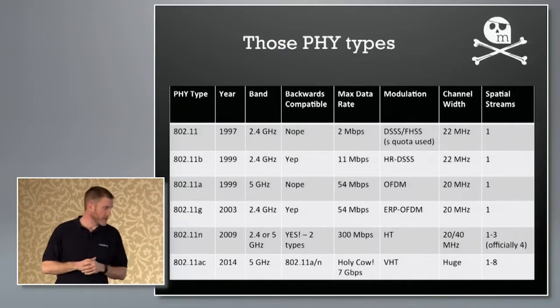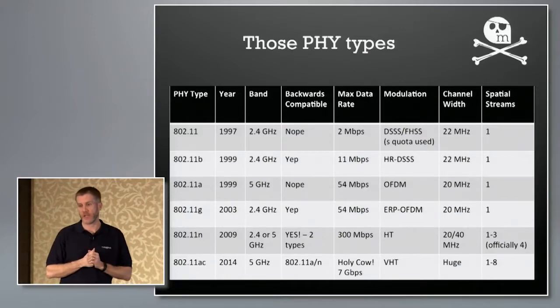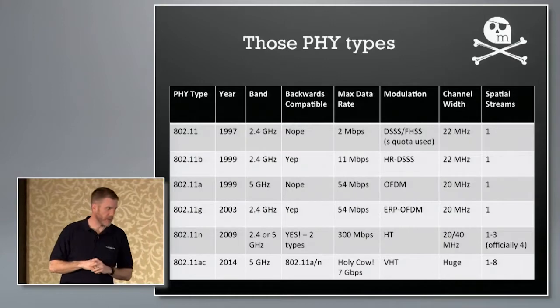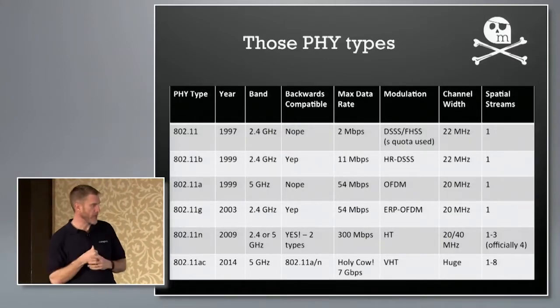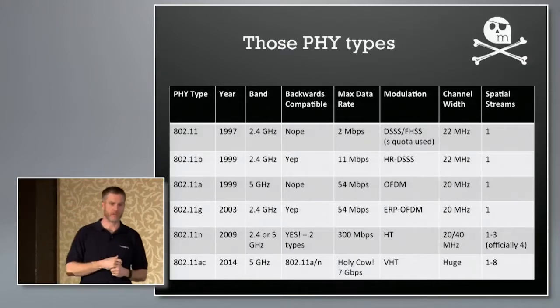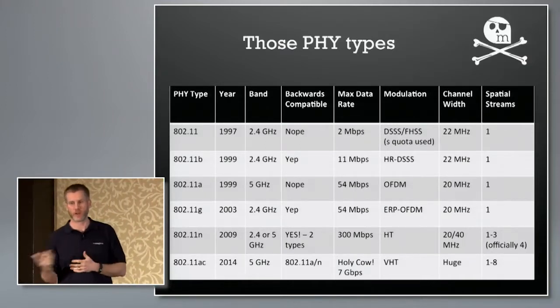And then about 6 years later, we had 802.11n, which brought 2.4 and 5 gigahertz together to try to get them to follow the same rules. And we wanted to get backwards compatibility. So it maintained backwards compatibility in both 2.4 and 5 gigahertz.